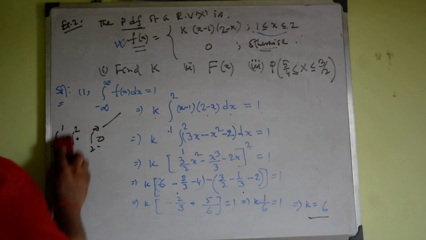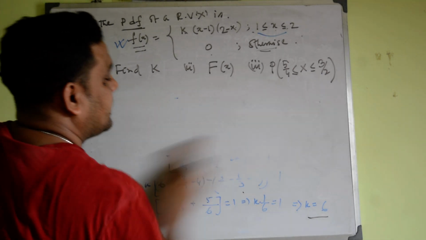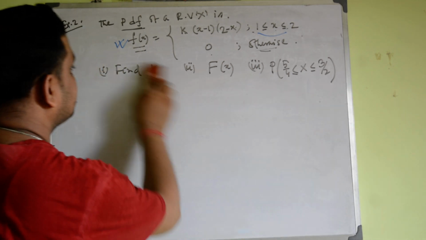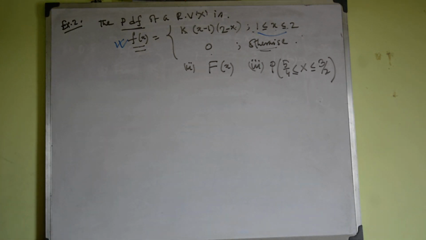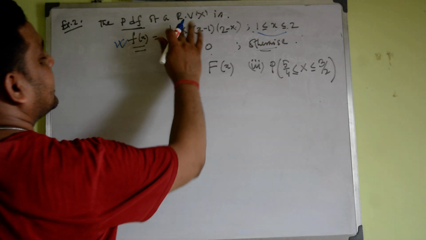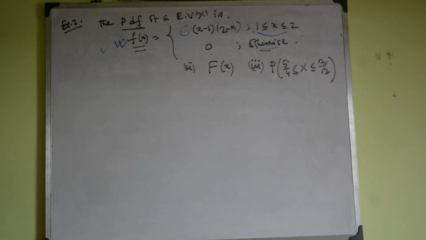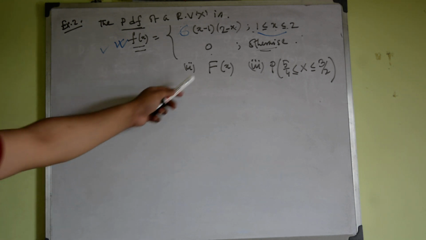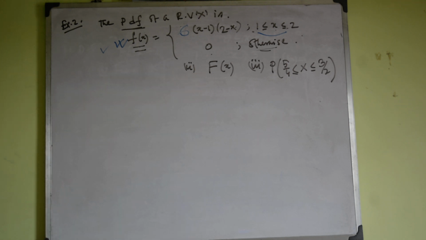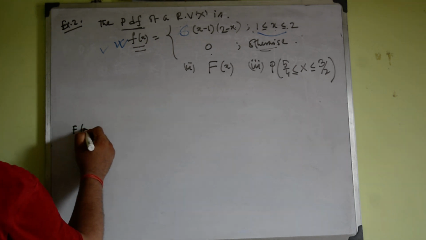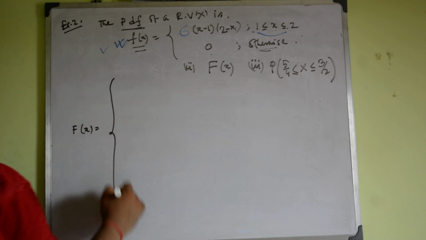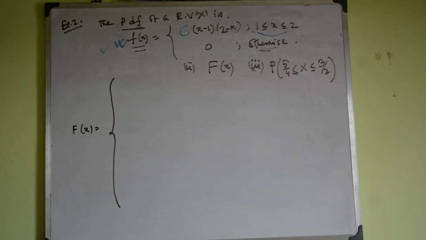Right? So when k is equal to 6, our function becomes, you need to put k equal to 6 here. Now our function becomes, this is our density function. Now the next question is the distribution function. How to calculate distribution function? Let's try. Sit very carefully. So what is our starting interval here?